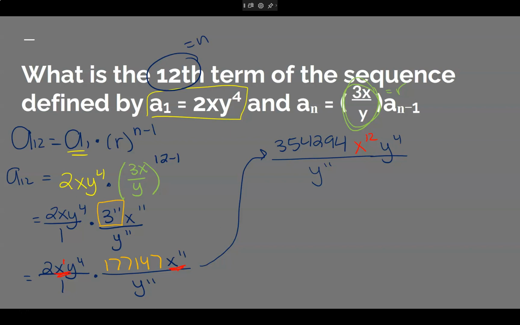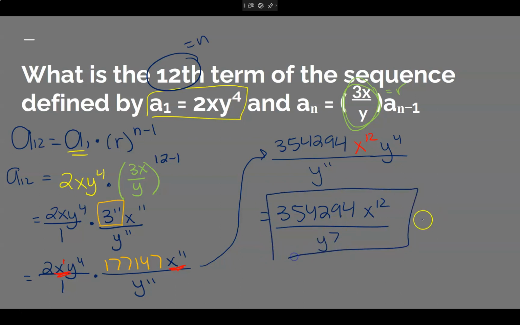So I got one final step to do. Because I have my 2 y's, I just need one. So what am I going to do with y4 and y11? Subtract them. What is 4 minus 11? -7. So is it going to go in my numerator or is it going to go in my denominator? It will be in my denominator. Very good. And this is our 12th term.